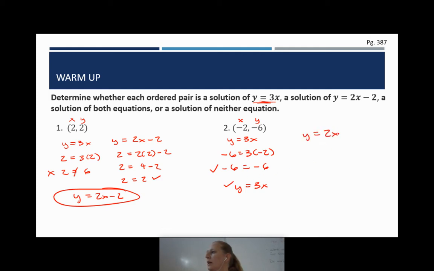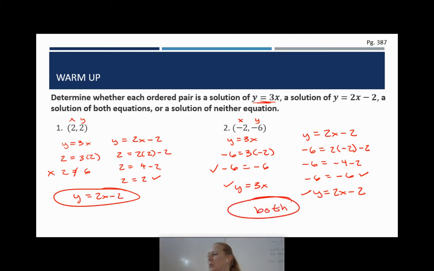Let's try the other one. y equals 2x minus 2. So instead of a y, I will plug in a -6. And instead of x, we'll plug in -2. And this one I have to do a little more work on. 2 times a -2 is -4. And -4 minus 2 is a -6. It works for this one as well. Oh my gosh. So it turns out this is a solution of both equations.